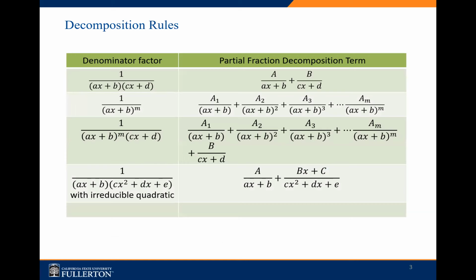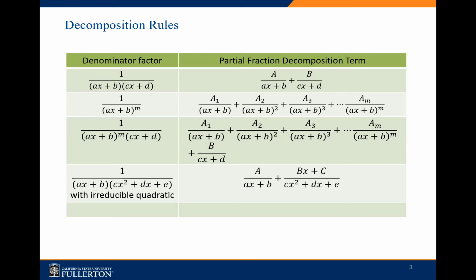Here are some common rules for decomposing fractions. Use the same recombination method as in the previous slide. Compare with the original expression and find the unknown constants. We already solved for this, where you have a quadratic equation that can be simplified into something like 1 over (ax plus b) multiplied by (cx plus d). So the partial fraction decomposition terms would be A divided by (ax plus b) plus B divided by (cx plus d).